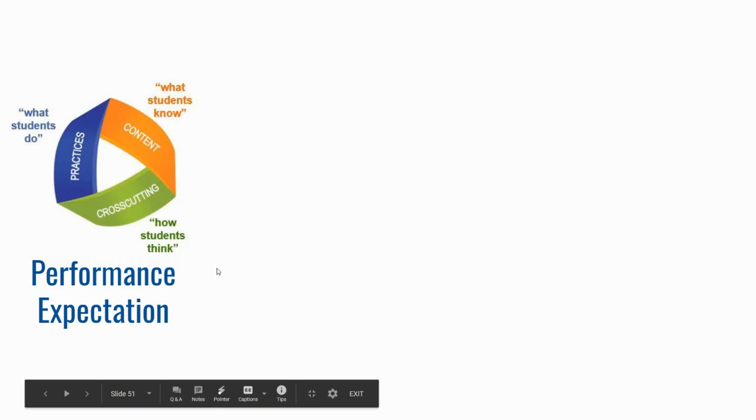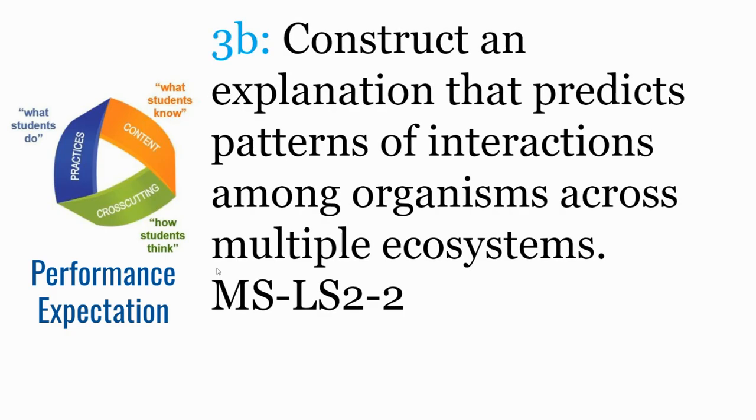So let's go ahead and break down the performance expectation like we normally do. Think while I'm reading out loud. What do you think the SEP will be? What do you think the cross-cutting concept will be? If you want to pause it really quickly before I read it out loud and think, you can certainly do that. So we're going to construct an explanation that predicts patterns of interactions among organisms, which just means living things, across multiple ecosystems. So let's go ahead and take a look at it and break it down.